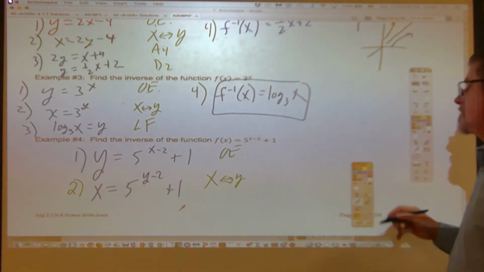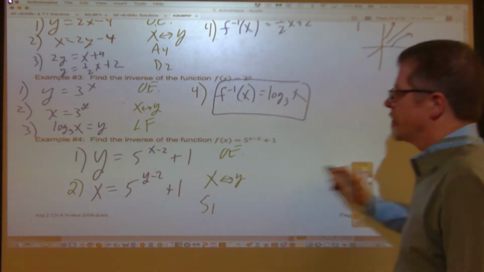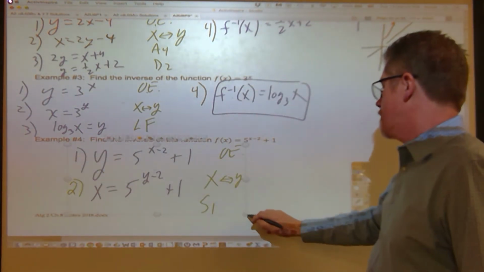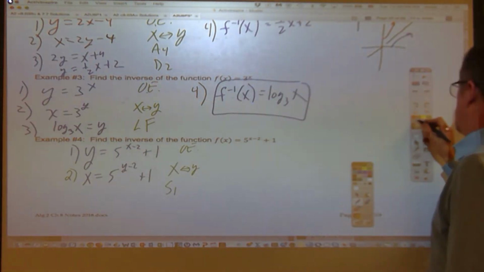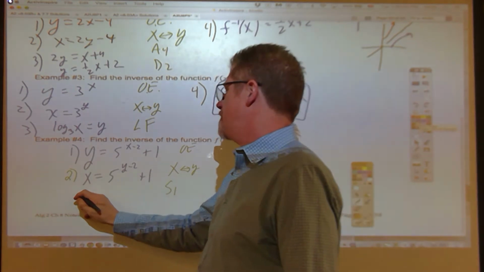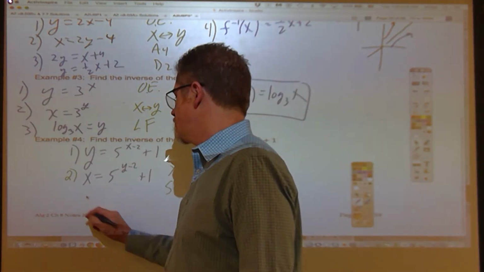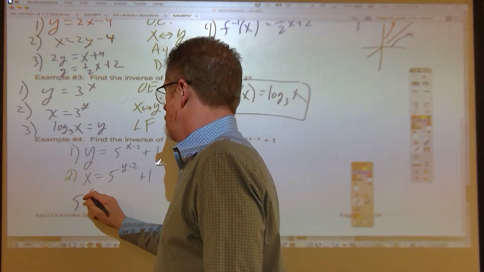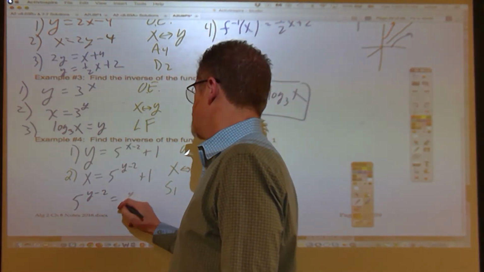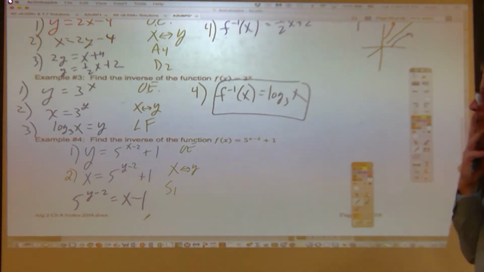Okay, so now you have to solve for y, the first step of which is S1. So let's subtract 1 from both sides of the equation. And I'm going to flip it also to make it 5 to the y minus 2. So 5 to the y minus 2 equals x minus 1. That's the net effect of subtracting 1 from both sides.